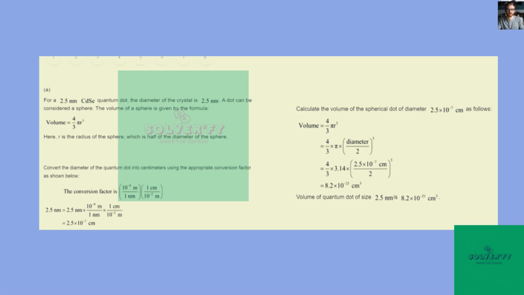We convert the diameter into centimeter by using an approximate conversion factor. So 2.5 nanometer will be equal to 2.5 times 10 raised to power minus 7 centimeter. Further along, we calculate the volume of the spherical dot of this diameter using 4/3 pi r cubed. The volume turns out to be 8.2 times 10 raised to power minus 21 centimeter cubed.